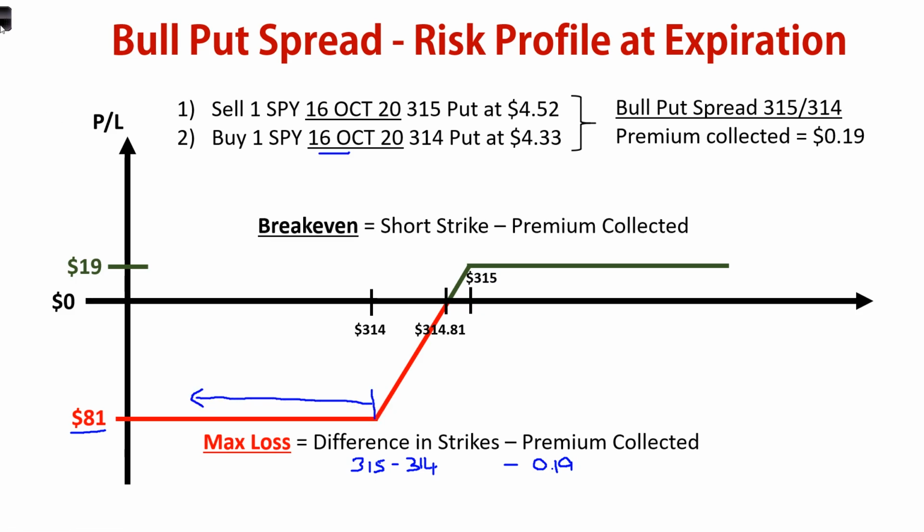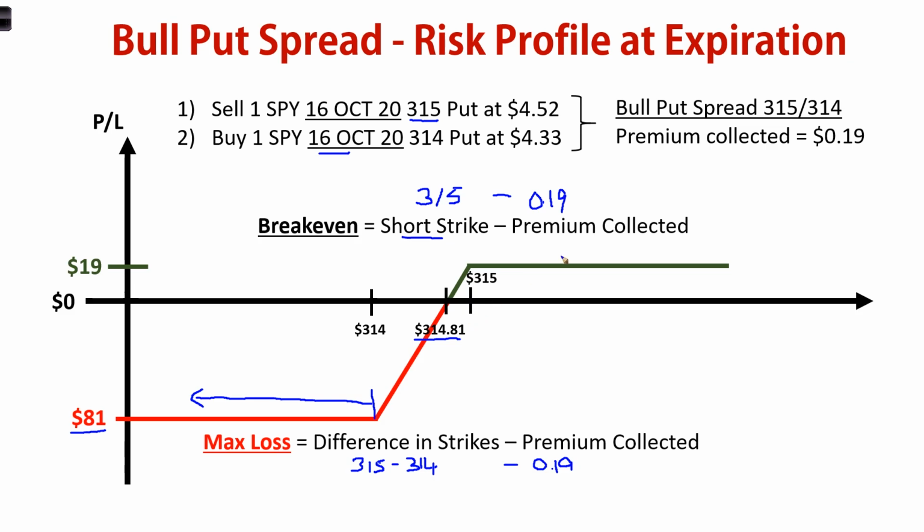Next, our break even for the trade is calculated by taking the short strike, which is 315, the strike that we sell the put at, minus the premium collected, which is 19 cents. And when you do that, that will give you a break-even price of 314.18.